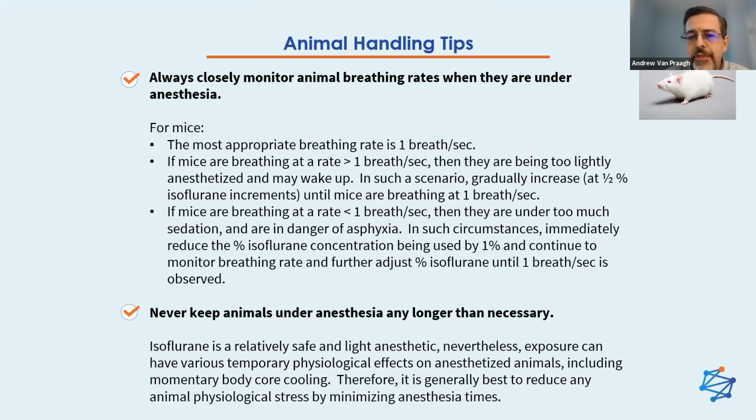Once you get back to that 1 breath per second rate, that should be fine. Alternatively, if mice are breathing less than 1 breath a second, if there's a lot of head snapping that happens as they inhale deeply trying to get oxygen, that's obviously an indication that the mice are too deep. They're being too deeply anesthetized and they run the risk of experiencing asphyxia altogether. In that kind of scenario, you immediately want to reduce the percent ISO that you're giving the mouse to the tune of about 1%. Remonitor. That head bobbing should be replaced by more easily taken breaths at 1 breath a second.